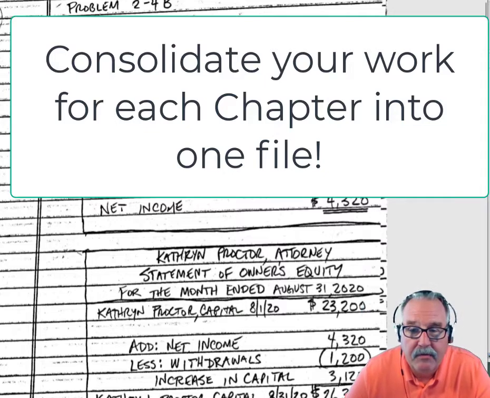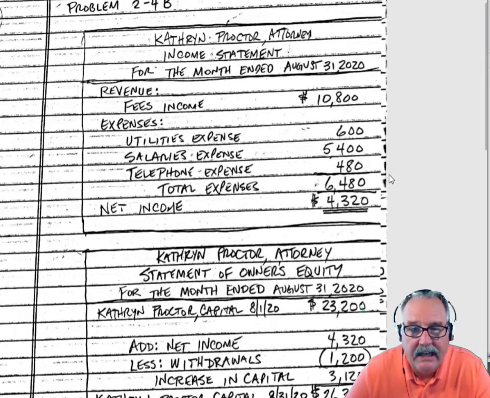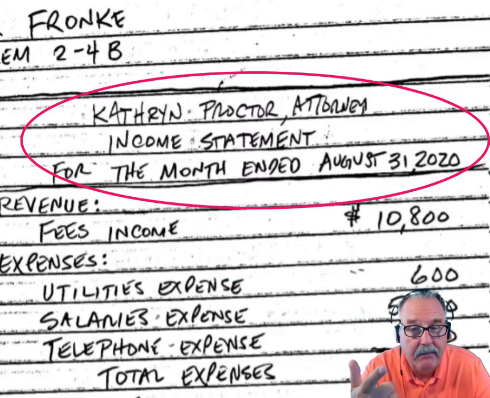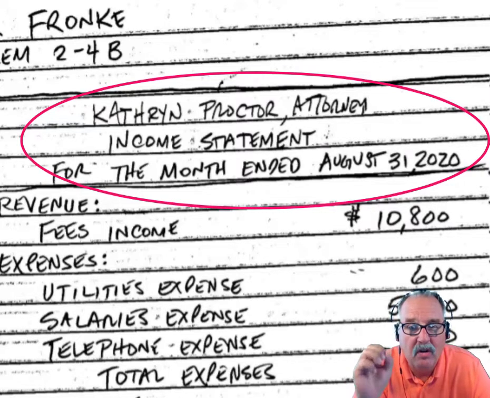The format for financial statements and for virtually everything we do in accounting needs a heading. We want the name of the company, the name of the statement, and the date. These are 3 pieces of information that a reader of financial information will always want to know. Who's the company? What is this statement trying to do? And then what date is it covering? In this case, this is for the month ended August 31, 2020. That goes on the income statement.